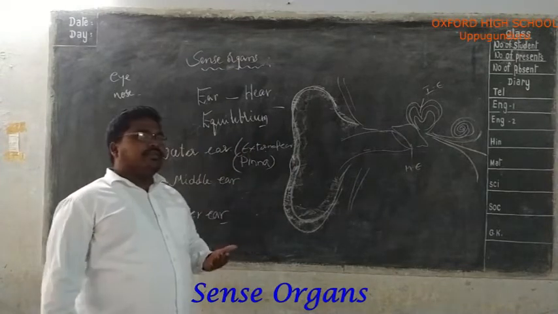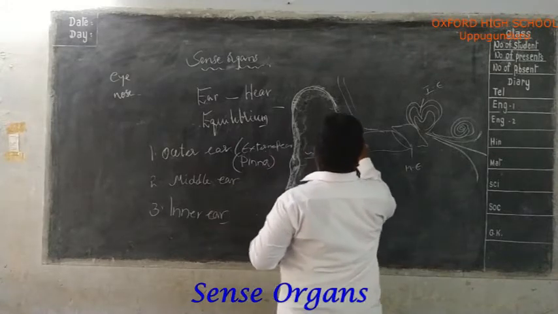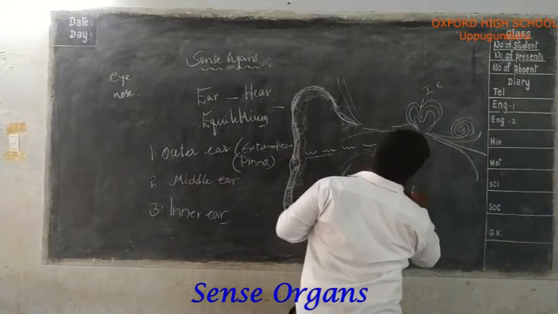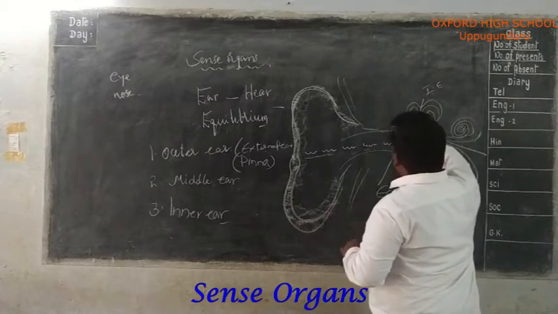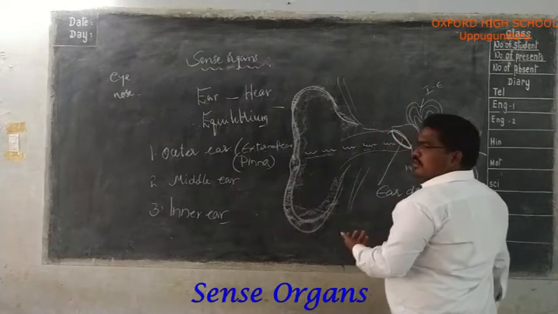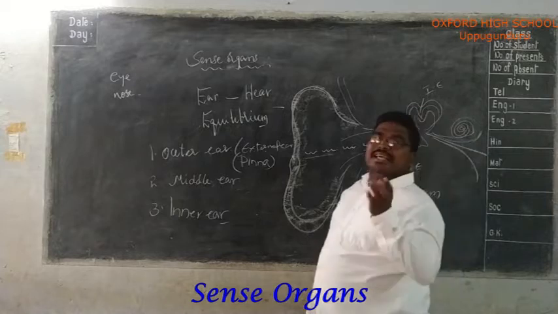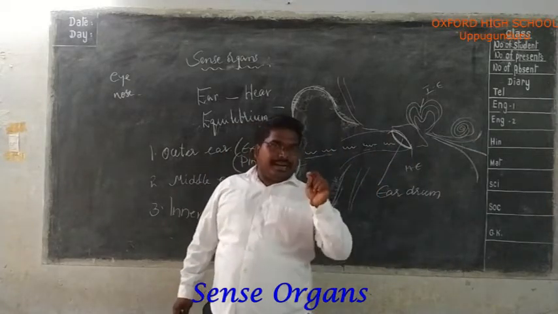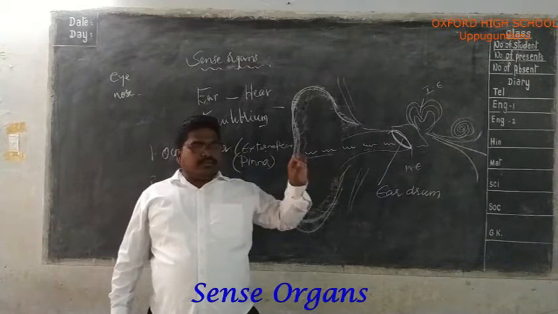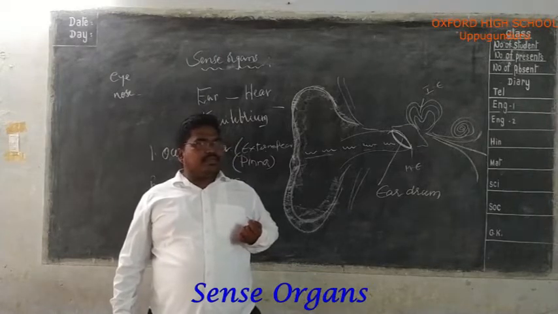The sound travels through the outer ear and falls on the eardrum. What is that? Eardrum. The eardrum is a thin membrane-like structure. It vibrates like a stretched rubber band vibrates when you leave it. Do you understand?